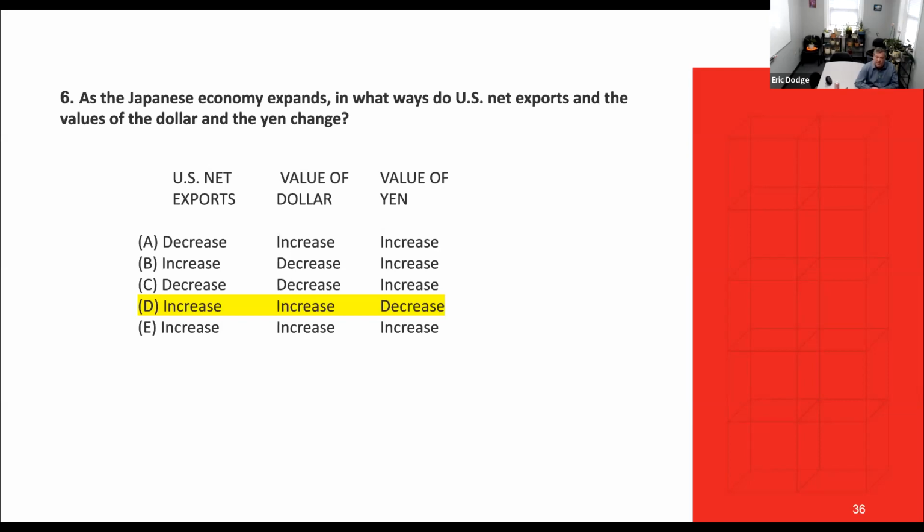One tip here about currency markets is that when you're looking at only two currencies and something is happening on a FRQ or a multiple choice question, they're always moving in the opposite direction. When one is going up, the other is going down.